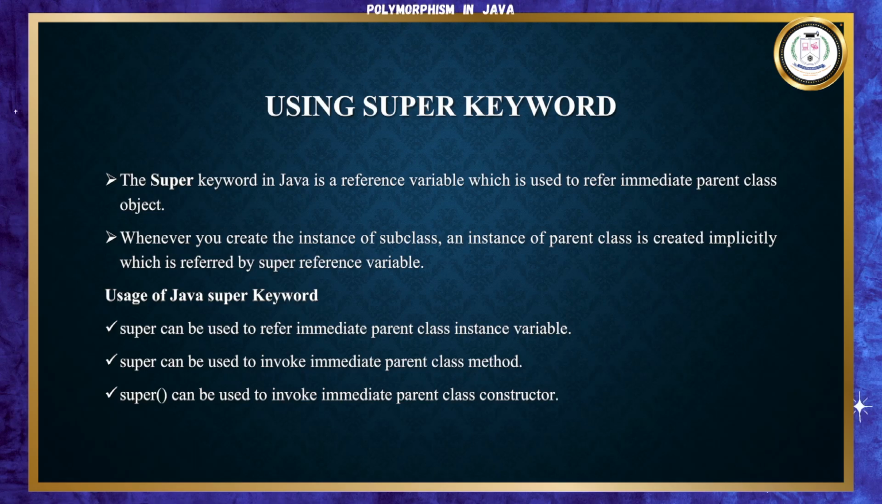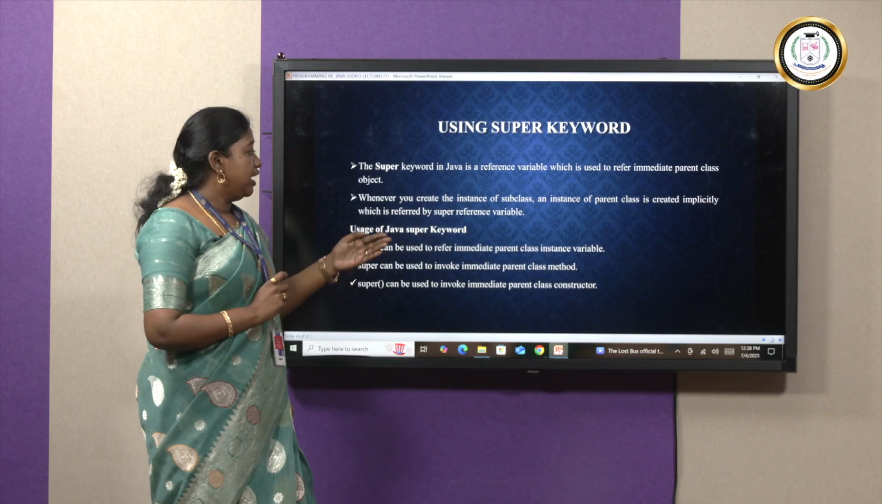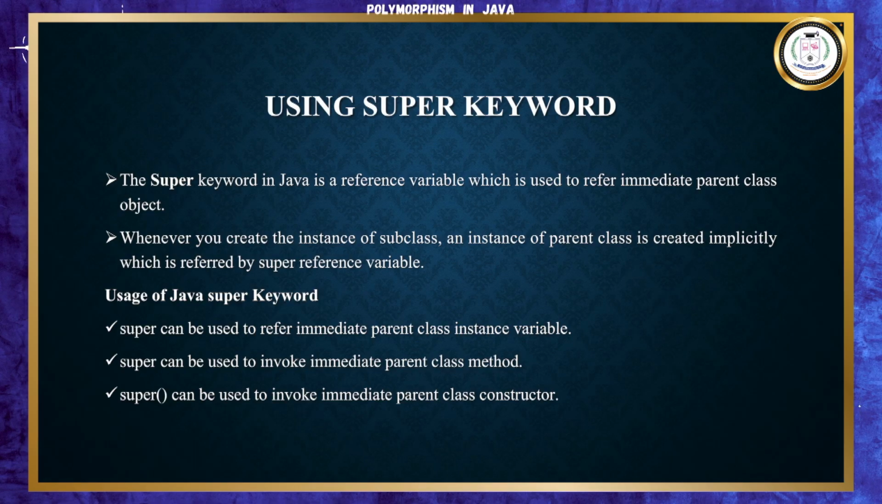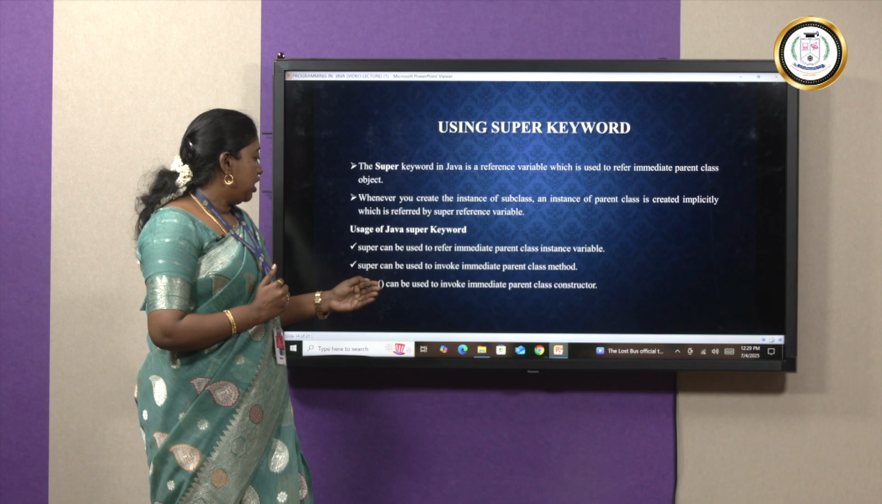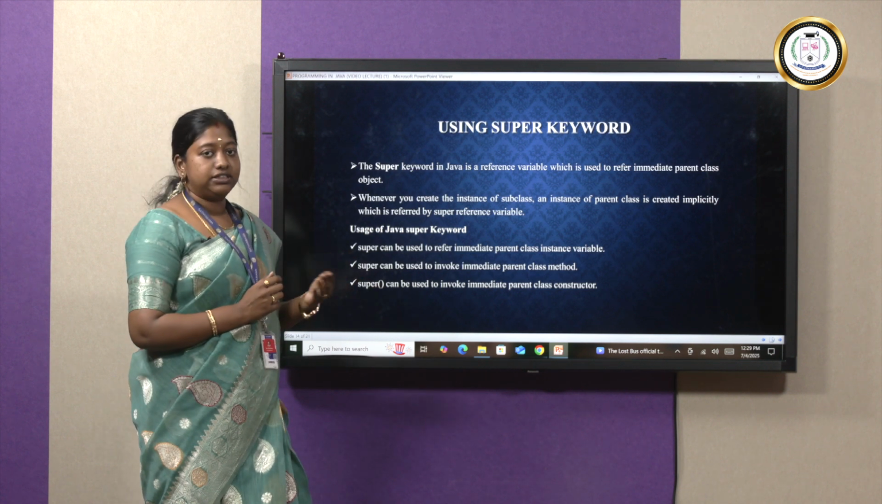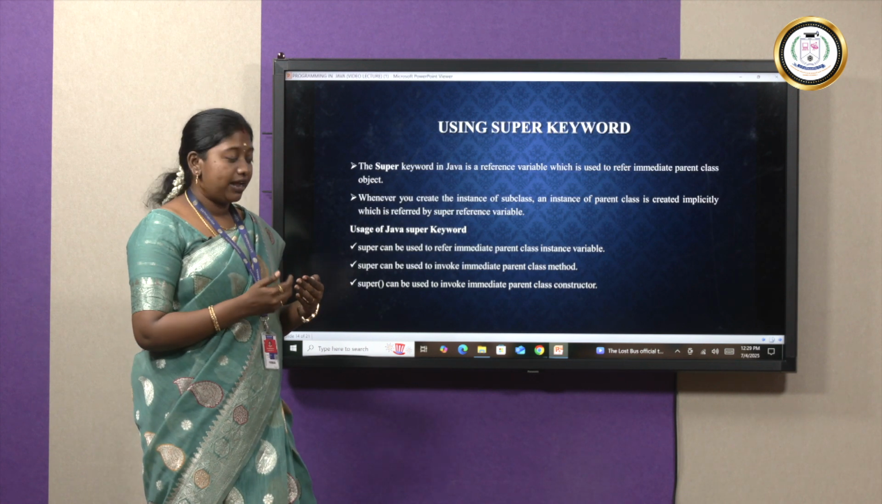Next is using the super keyword. What is the super keyword? The super keyword is used to refer to the immediate parent class. The usage of the super keyword has three forms. The first is that it refers to the immediate parent class. The second is that it accesses the immediate parent method. The third is the super keyword with parentheses, that is super(). By using this you can access the parent class as well as the parent method.